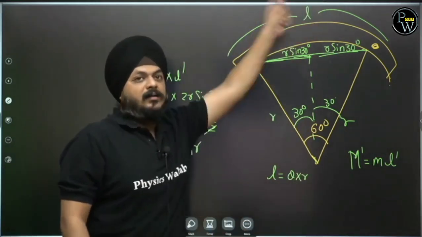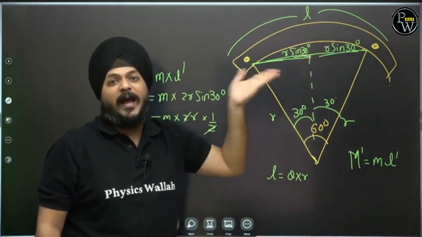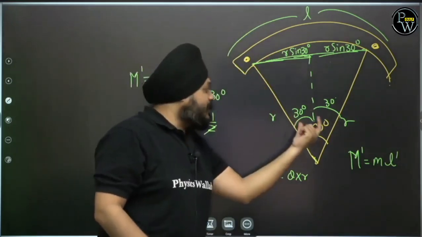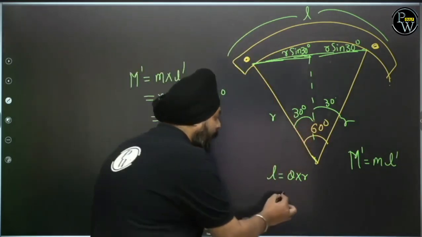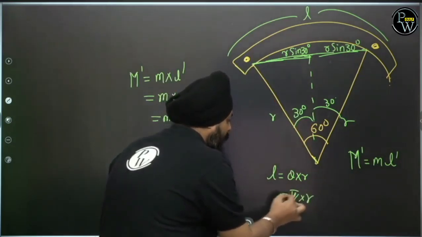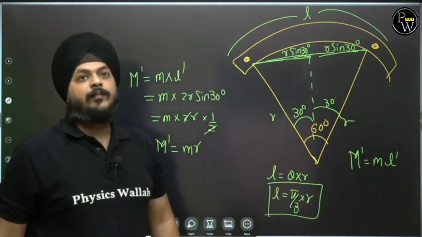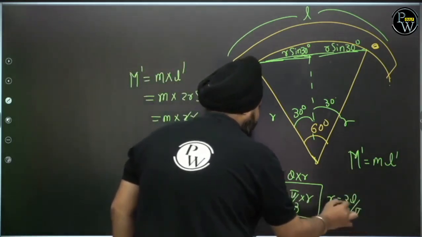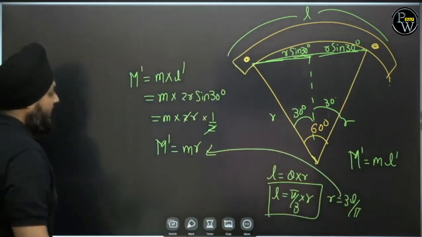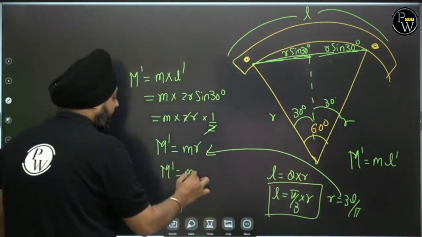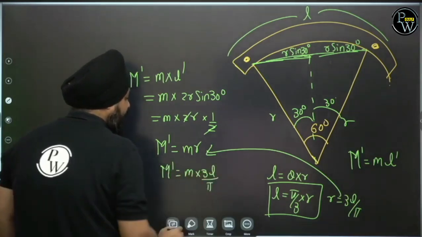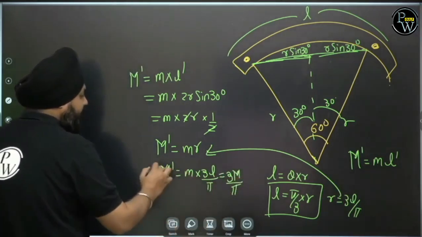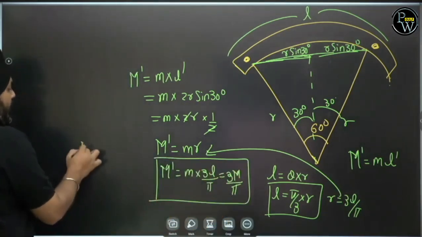For the whole arc, the length is the circumference 2 pi R. 2 pi is the angle for the whole arc. But when the angle subtended is 60 degrees, L is theta into R. 60 degrees means pi by 3 into R. Can I replace it here? R is equal to 3L by pi. So M dash is going to be m into 3L by pi. Okay, so it is going to be 3 capital M by pi. That is the difference between the small m and capital M.